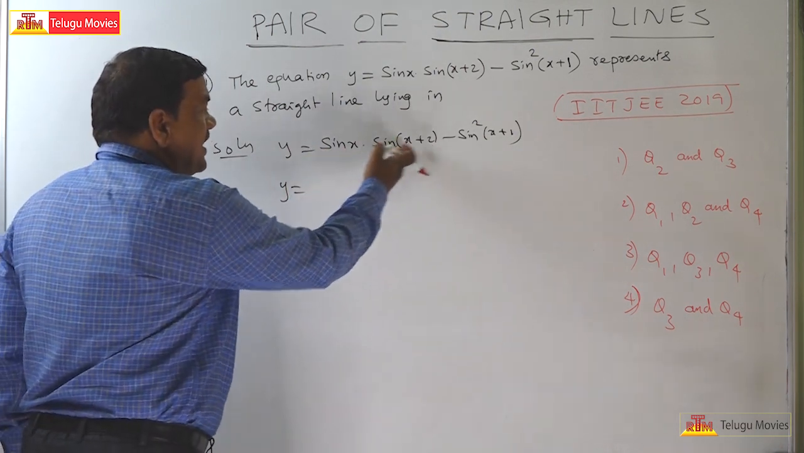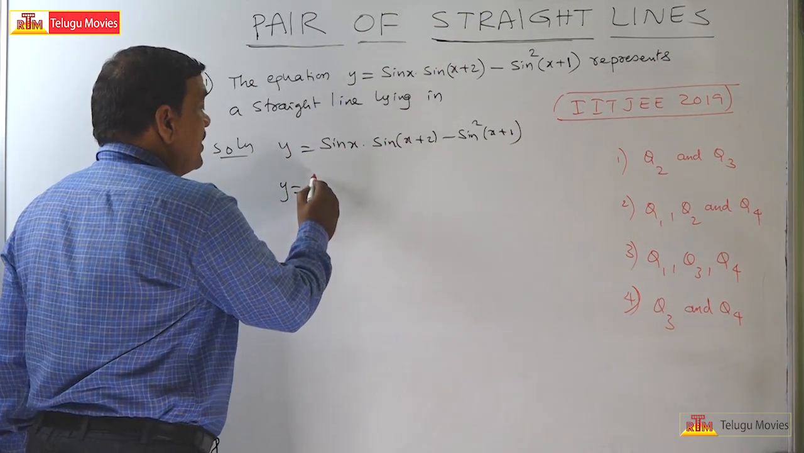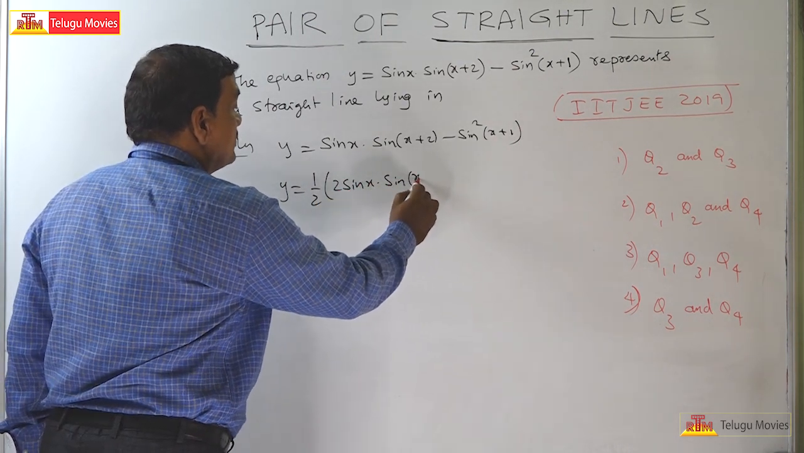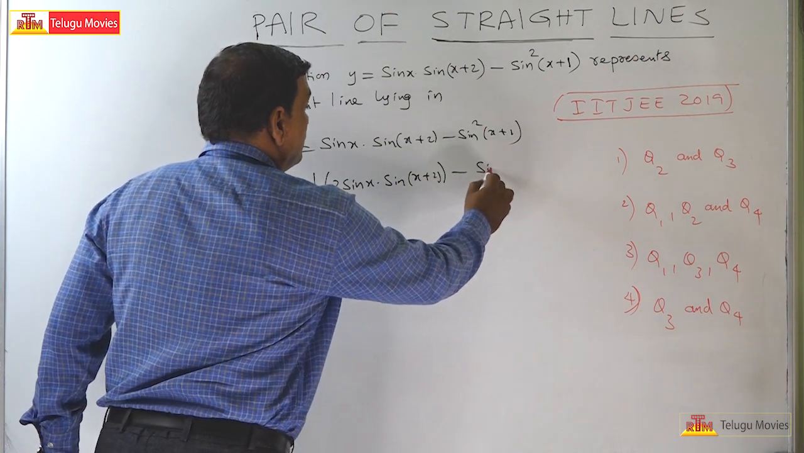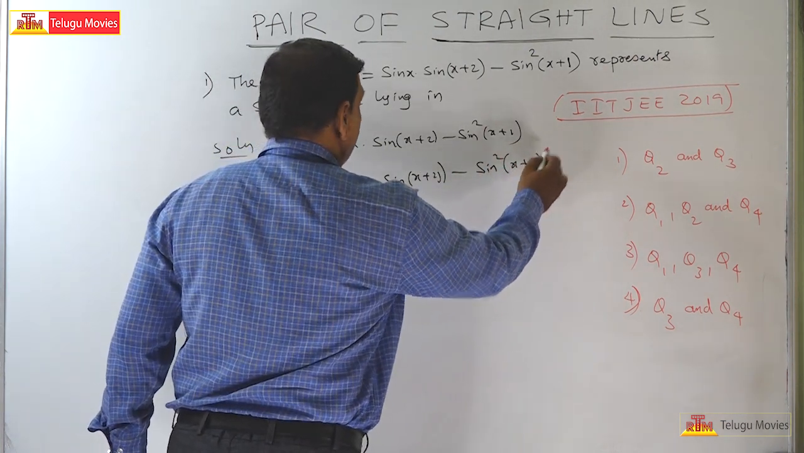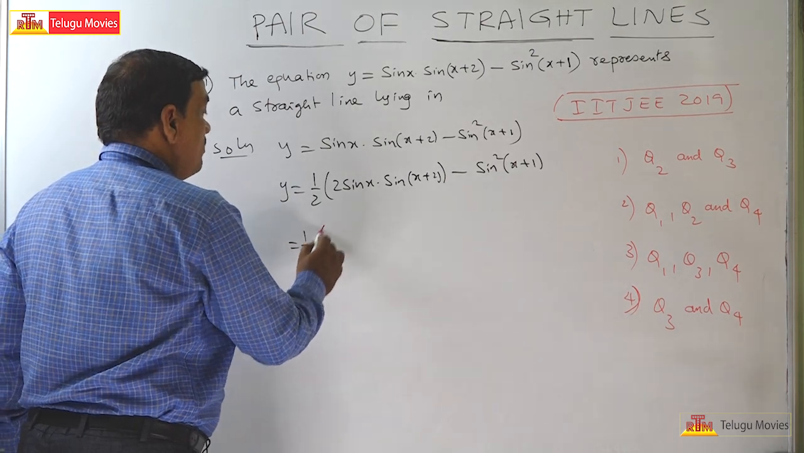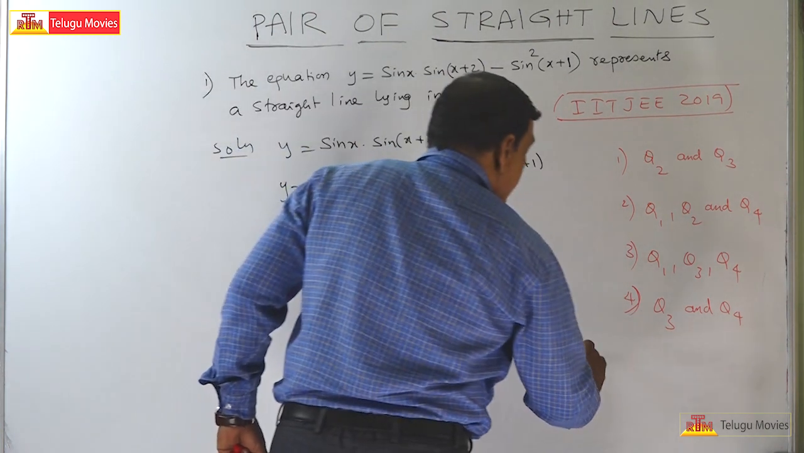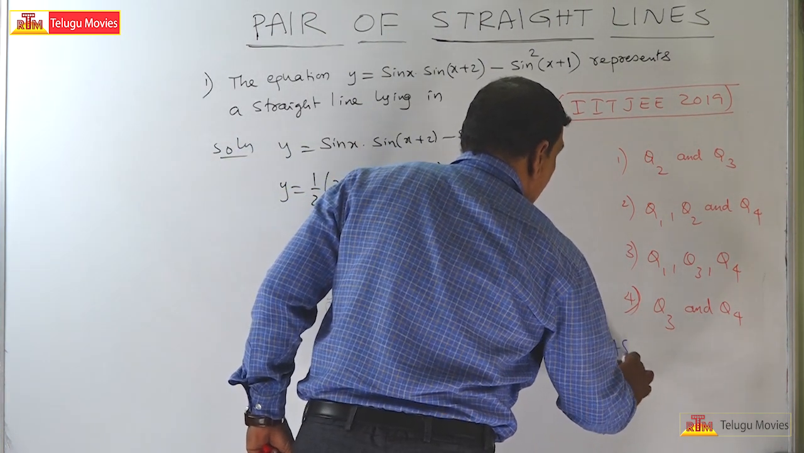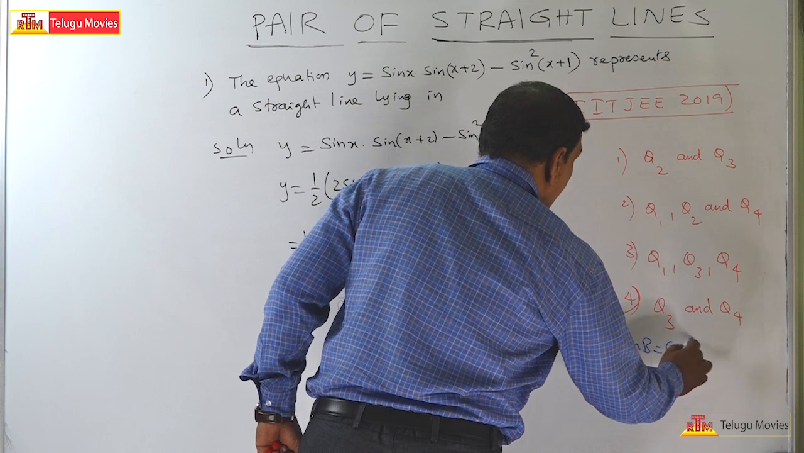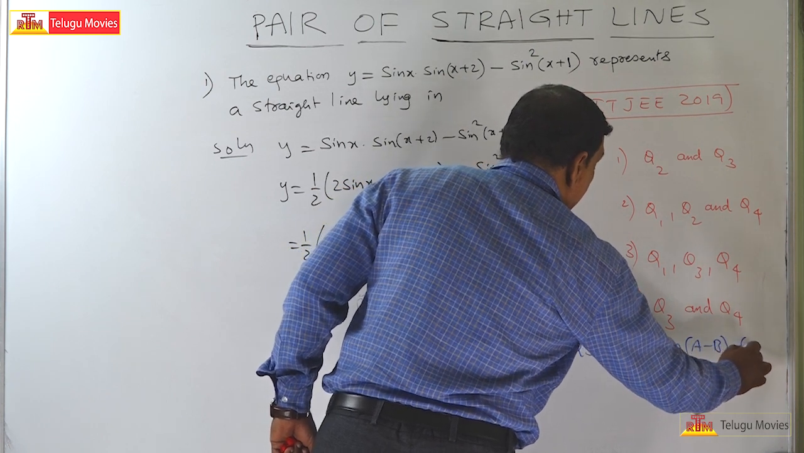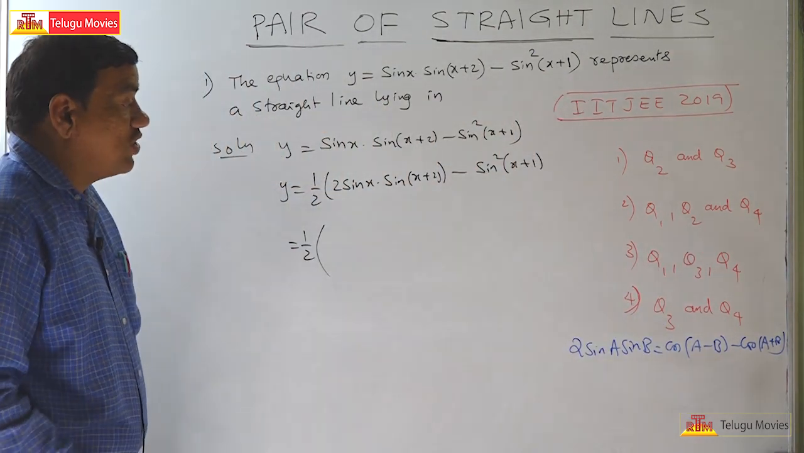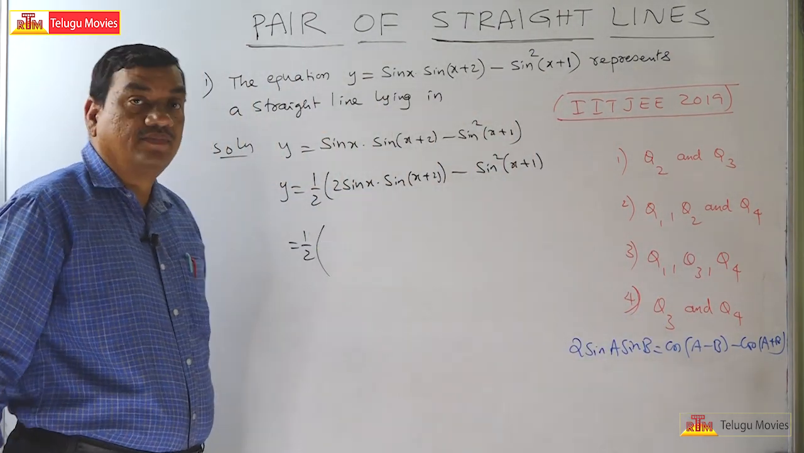Here sin A, sin B is there. If 2 is there, we can write it as a single one: 2 sin A sin(x + 2), that is, you write down. Again, this is sin²(x + 1). So this is equal to 1 by 2 into 2 sin A sin B. 2 sin A sin B can be written as cos(A minus B) minus cos(A plus B). Cos(A minus B) minus cos(A plus B) is nothing but 2 sin A sin B.